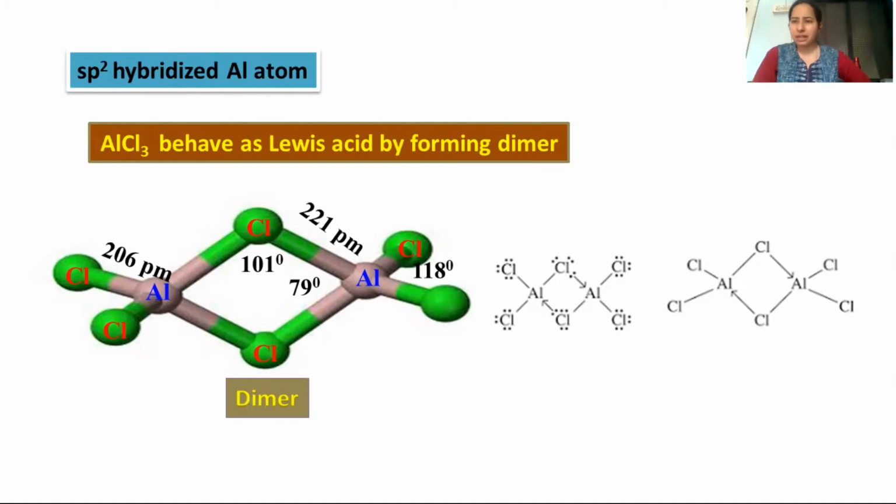You can write down, in case of AlCl3, the aluminium atom is sp2 hybridized. It has 6 electrons and therefore behaves as a Lewis acid, and mostly is present in the form of a dimer. You can draw any one of the structures, either the first one or the second one, whichever you prefer.